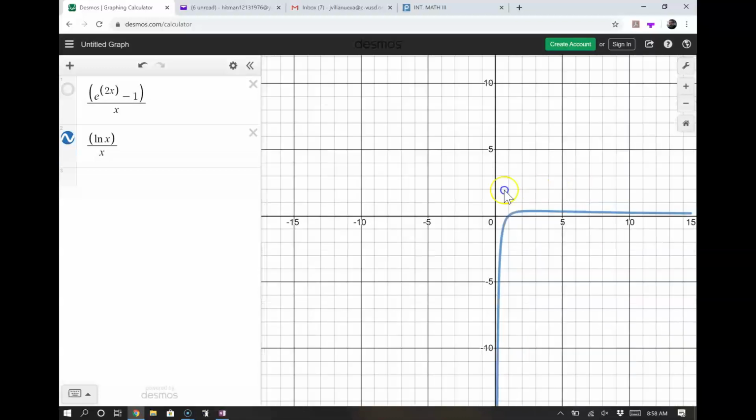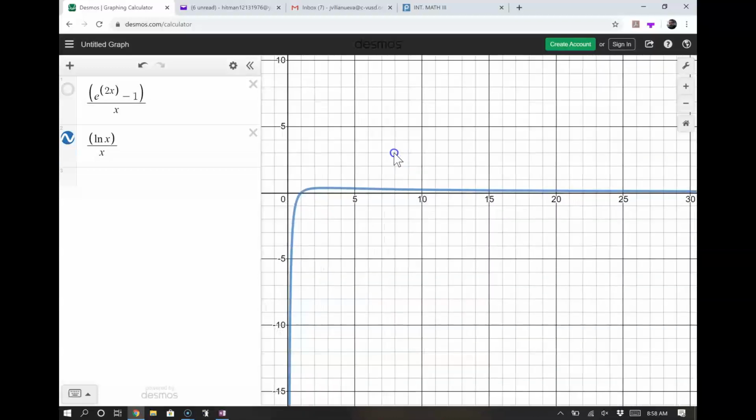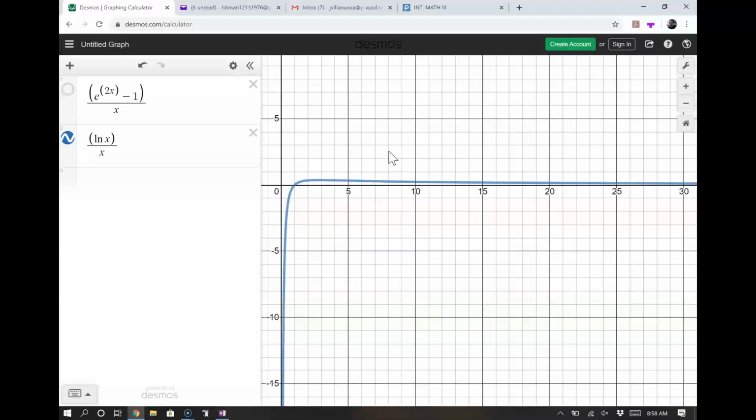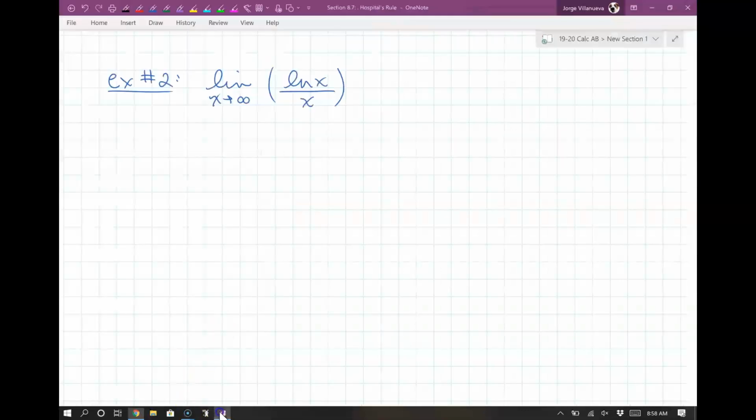That's kind of hard, but it looks like it should be 0. It's getting closer and closer to the x-axis, and I'm sure if I zoom out, that's exactly what it's going to look like. But if we don't know what the graph looks like, and we just apply direct substitution, we end up with ln of infinity over infinity, which is just infinity over infinity. So that doesn't tell me anything. So I'm going to go ahead and apply L'Hopital's rule.